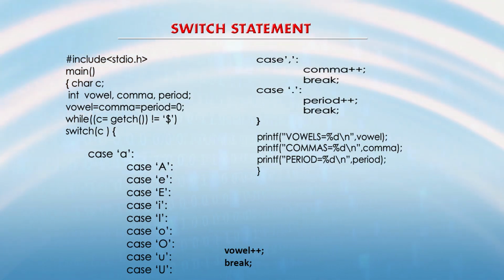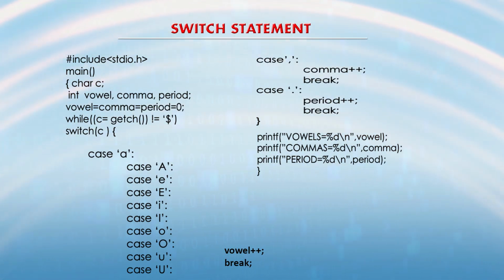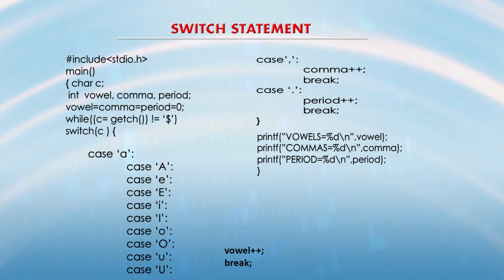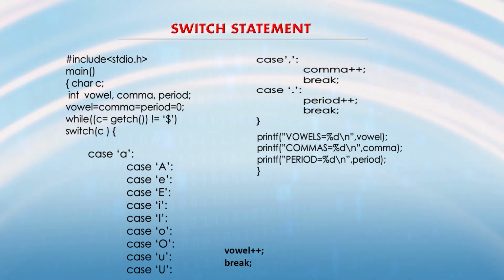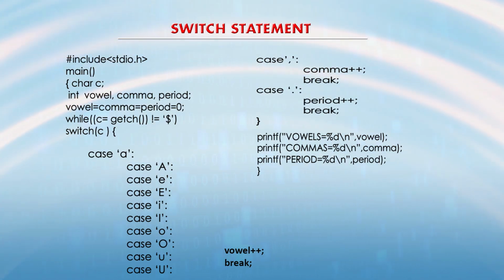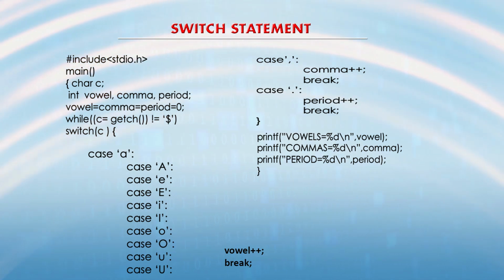So the moment your text is having how many vowels, they all are counted and they are printed under the terms vowel is equal to %d and commas is equal to %d, and your periods is equal to %d.